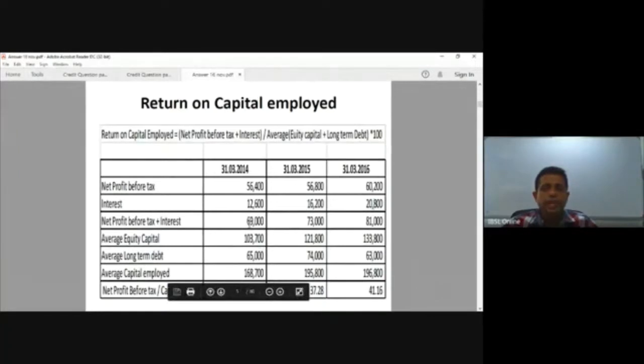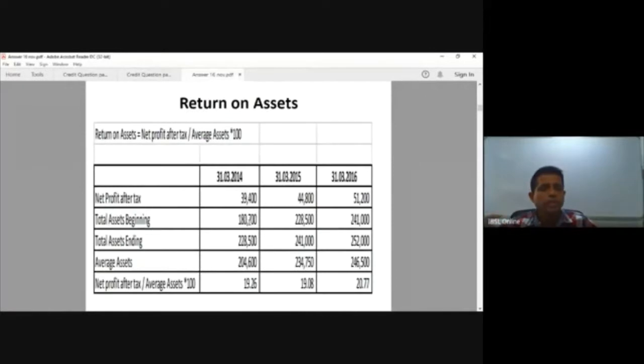Right. Next ratio under profitability, that is return on assets. I mentioned when we were discussing these ratios, return on assets, you can compute using the before tax profit or after tax profit. Now here I am calculating return on assets after tax.